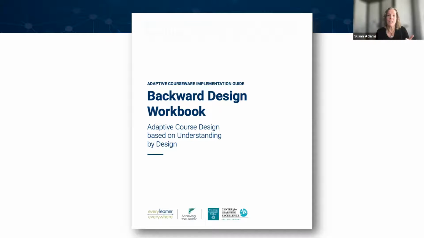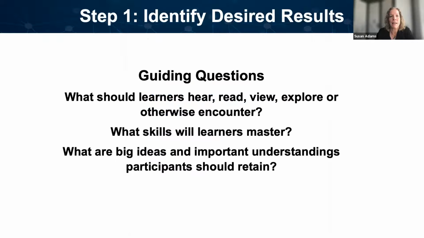It could also be worked inside of a workshop or an institute for orienting faculty to the backward design process itself, but also thinking through how do we place the adaptive courseware into that. So it includes the 3 steps that Kevin presented and a set of guiding questions and a place to answer those questions inside of the workbook. So the first step is identifying desired results. So what should learners hear, read, view, explore, or otherwise encounter? And you would have the faculty list that.